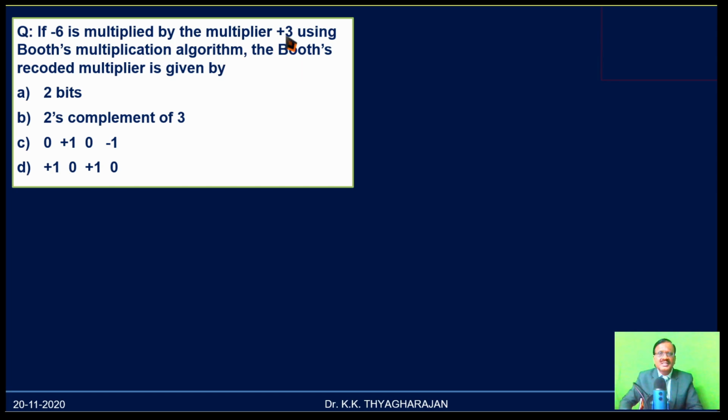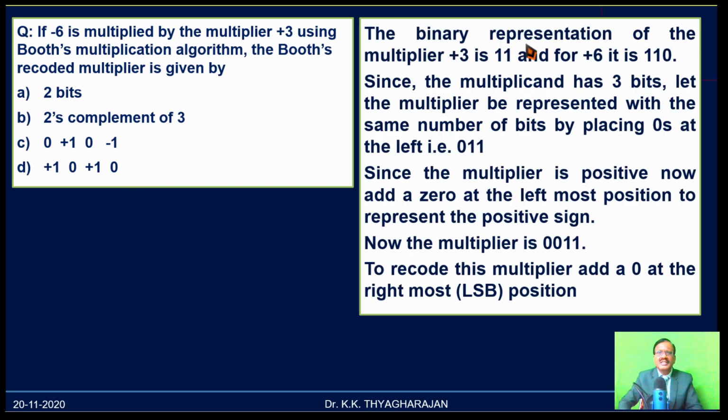The multiplier is 3. They didn't ask about the number of bits here. They need the actual recoded value. So you have to recode plus 3. So the options A and B are not suitable. It may be either C or D. But there is no other way. You have to find out the recoded value. Then only you will be able to give the correct answer. This type of multiple choice question will be asked in part B for 2 marks. Let us see the solution.